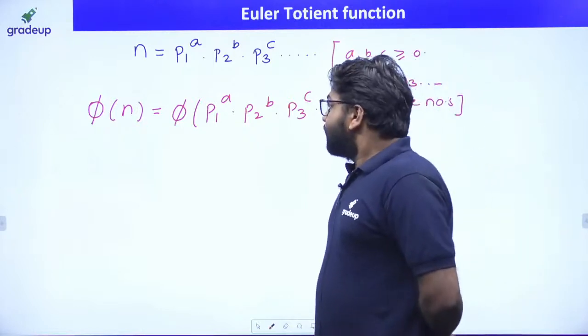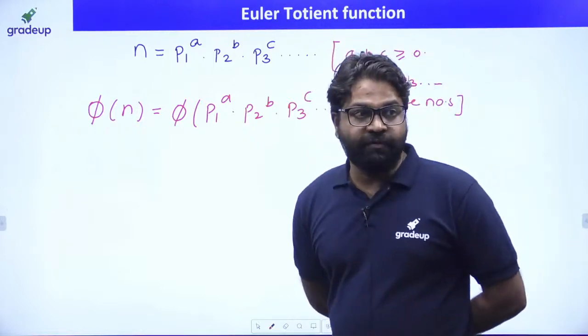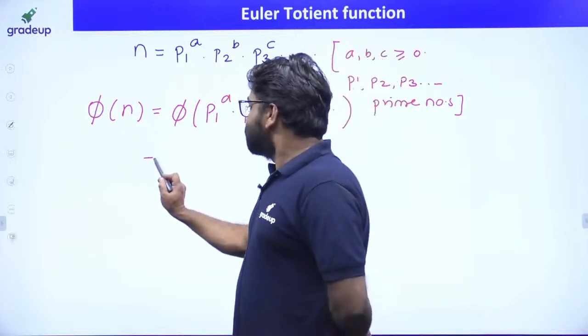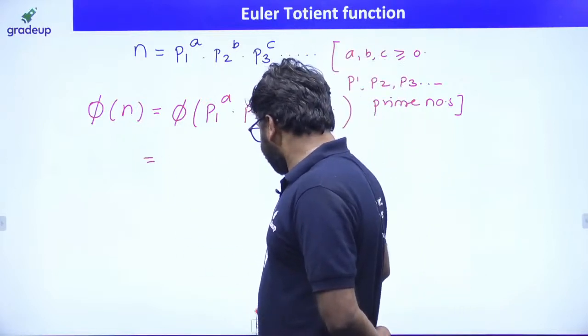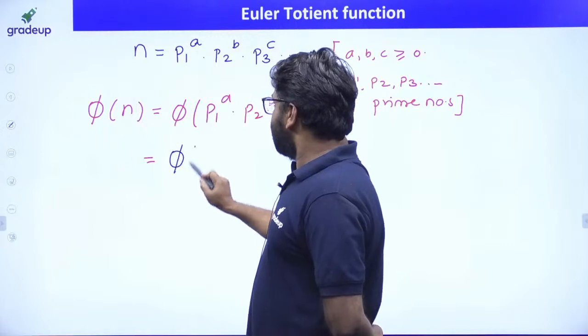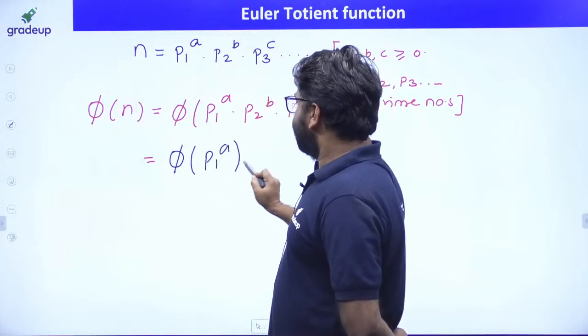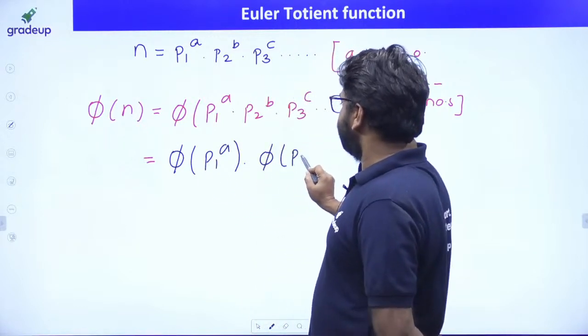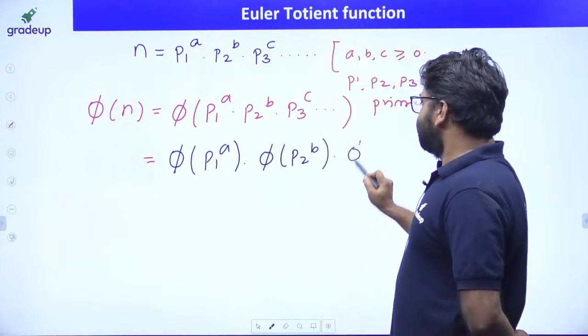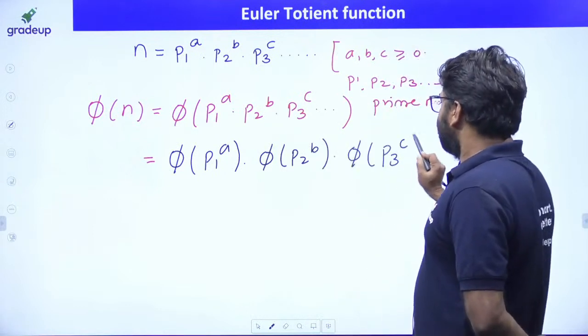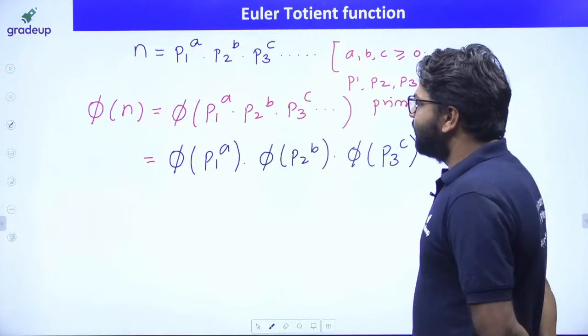As we know that totient functions are multiplicative in nature, this can be written as the totient function of P1 raised to A, and then the totient function of P2 raised to B, and then the totient function of P3 raised to C. Right now we are taking only 3 elements.